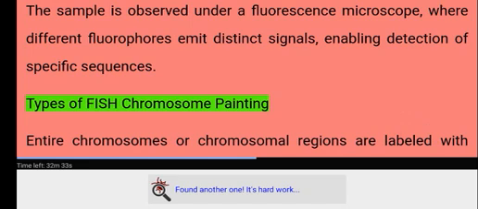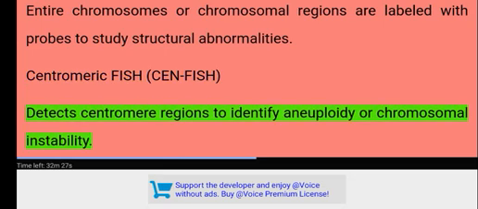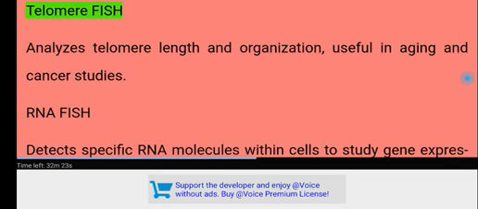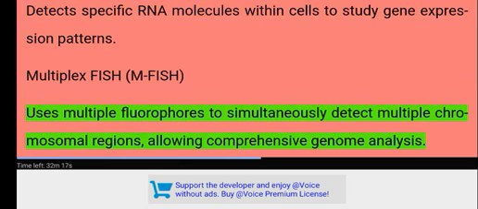Types of FISH. Chromosome painting. Entire chromosomes or chromosomal regions are labeled with probes to study structural abnormalities. Centromeric FISH, CEN FISH. Detects centromere regions to identify aneuploidy or chromosomal instability. Telomere FISH. Analyzes telomere length and organization, useful in aging and cancer studies. RNA FISH. Detects specific RNA molecules within cells to study gene expression patterns. Multiplex FISH, M-FISH. Uses multiple fluorophores to simultaneously detect multiple chromosomal regions, allowing comprehensive genome analysis.